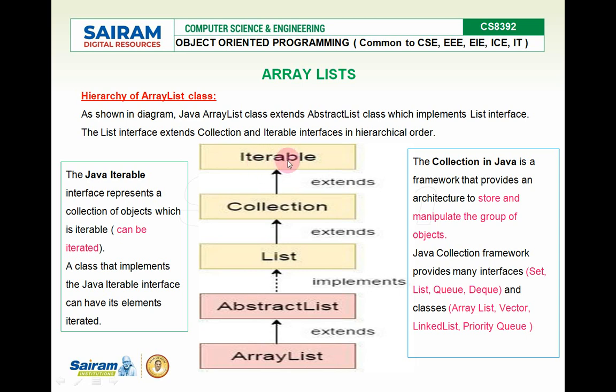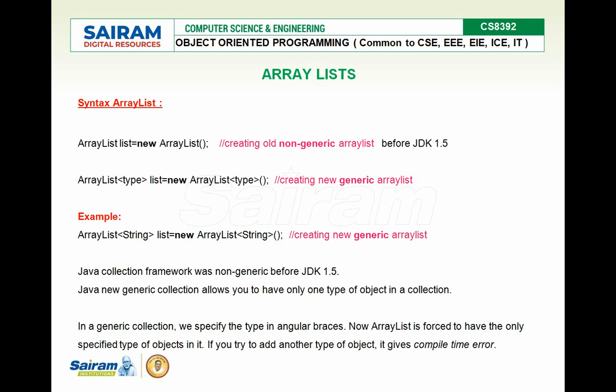Coming to Iterable, it is also an interface. It represents a collection of objects which is iterable, an iterable group. That is what is called the Iterable interface. Come, let's see the syntax of creating an ArrayList. This is the syntax of the traditional, non-generic ArrayList. ArrayList is my class, then the new keyword and the constructor. With that, the list object is of type ArrayList class.